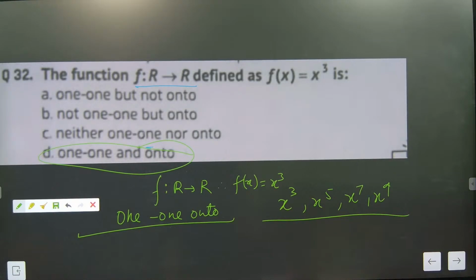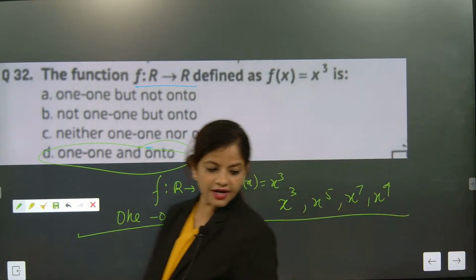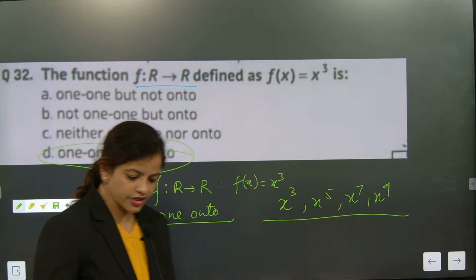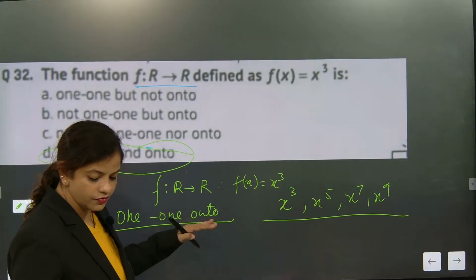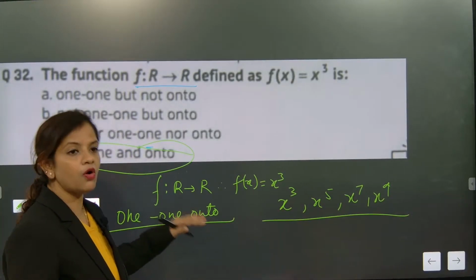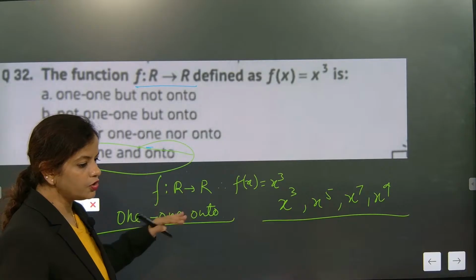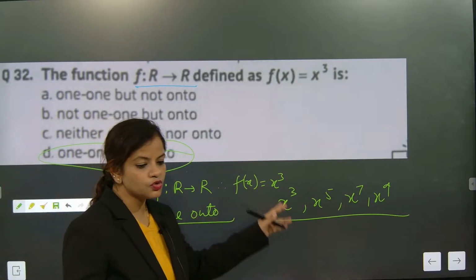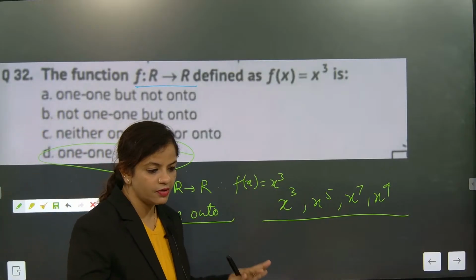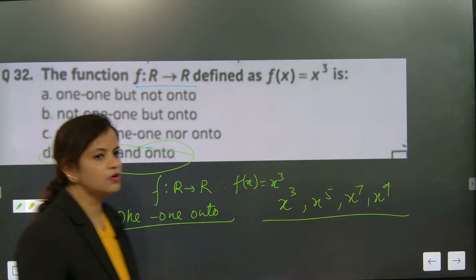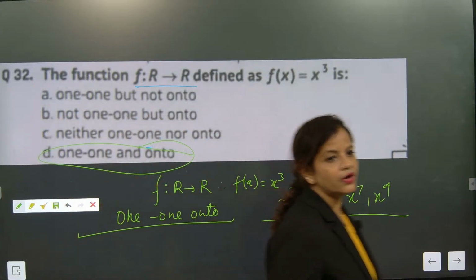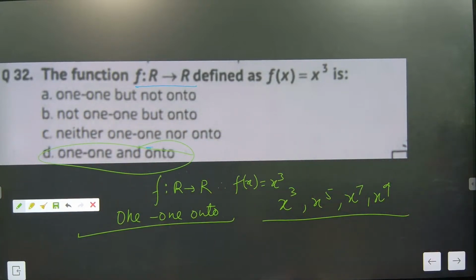I hope you have understood this one. So this is one of the most crucial sections for understanding the part. You need to understand this very carefully: how it is coming as 1-1 and onto. What is it? Bijective. So whenever x to the power of an odd number is there, it will come as 1-1 and onto. So this is the most important thing.